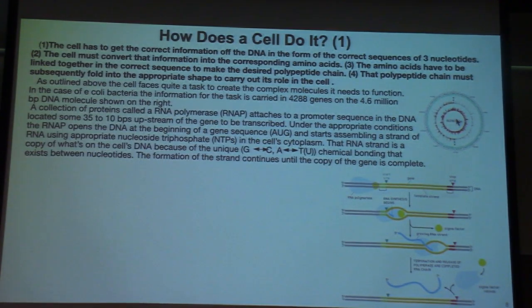So the collection of proteins called an RNA polymerase attaches to a promoter sequence in the DNA located some 35 to 10 base pairs upstream of a gene that's to be transcribed. So here's an RNA polymerase. It's moved into an exact location somewhere along this genome. There's a kind of stopper in front of it that doesn't let it proceed unless it's useful and desirable that it go ahead and do that.